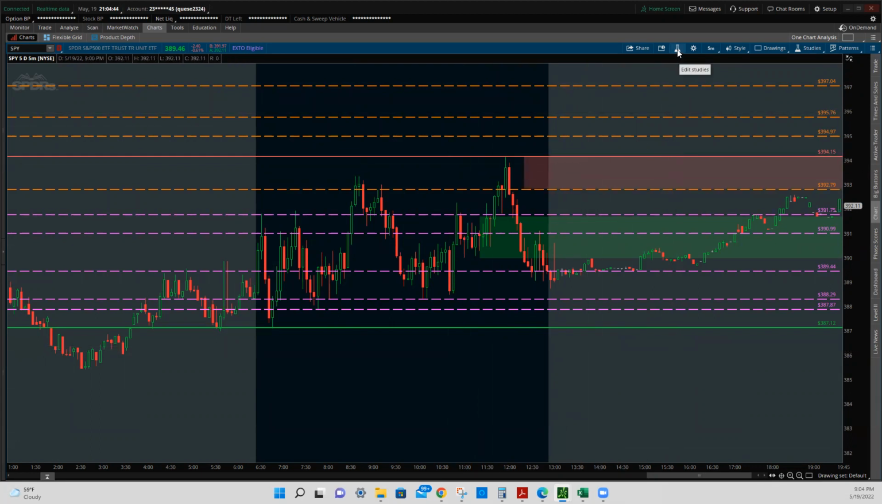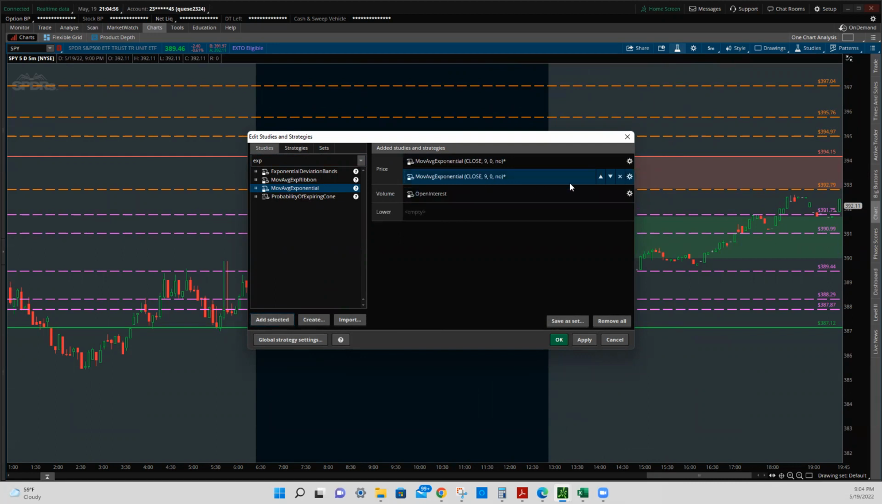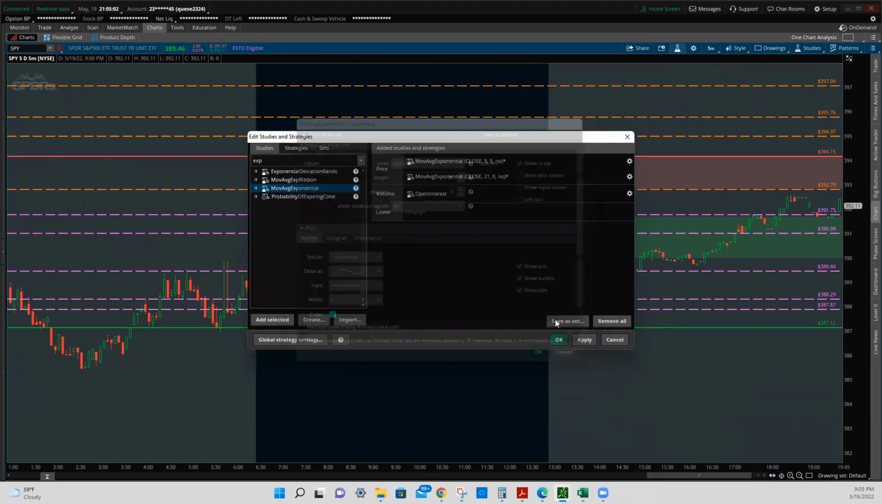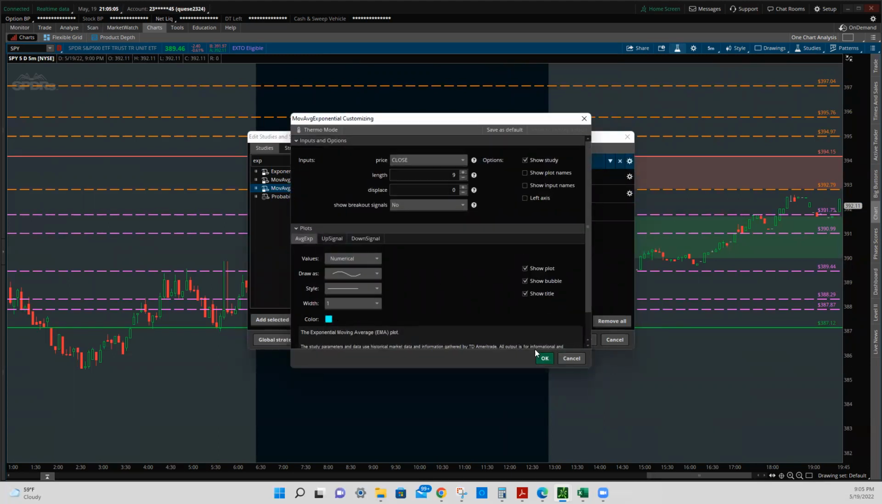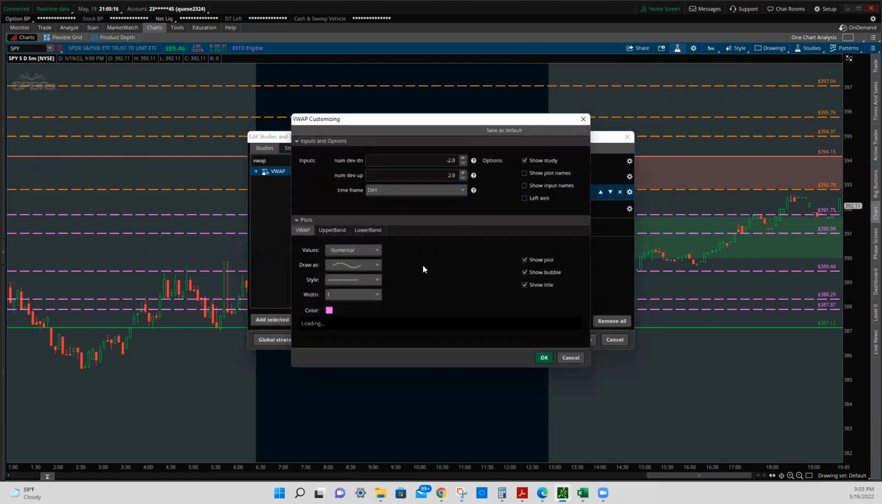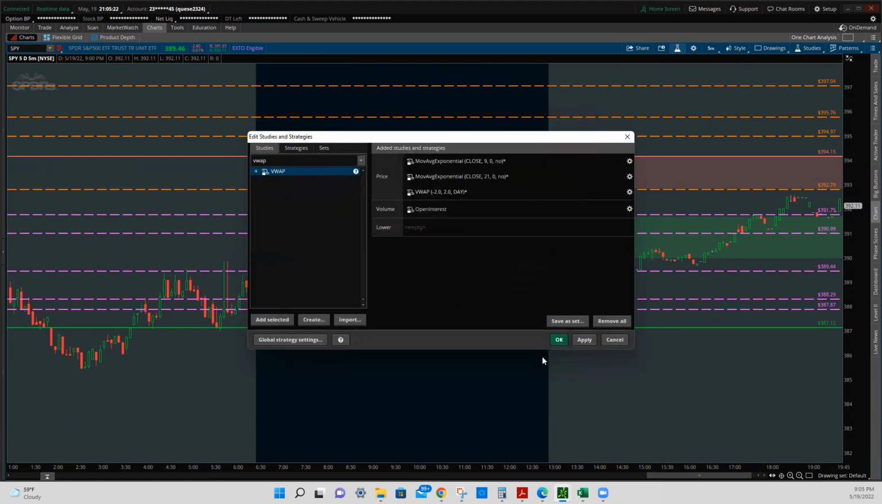So let's go ahead and add our exponential moving average. We're going to make this 9, and then we're going to add another one. We're going to make this 21. And we're going to make them different colors. So I like to have my 9 this blue color. I like my 21 to be red. And then we're going to add VWAP, which is volume weighted average price. And this is going to be purple. Okay, so let's just add those 3 lines.